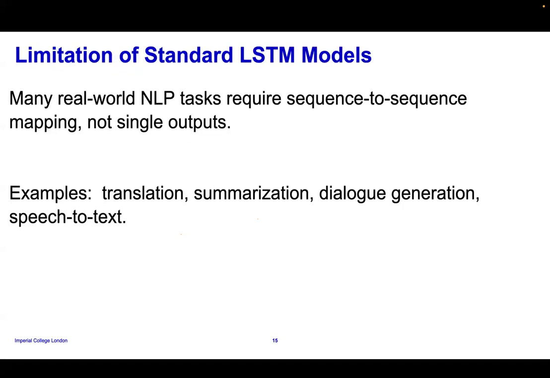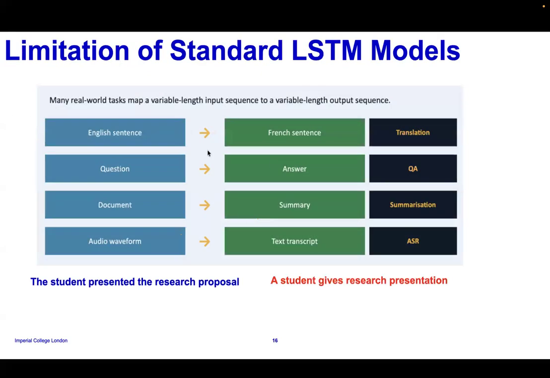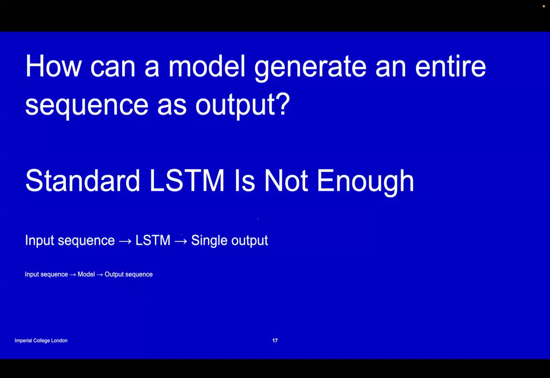But this is a duplicate slide. Many real-world NLP tasks require sequence-to-sequence mapping, not a single output. Examples of these tasks are translation, and these are some of the real-world problems where we need a variable length input sequence mapped to a variable length output sequence. For example, an English sentence in, and a French sentence out. So you can see this is translation. You may have different outputs in question answering, and these are all the different ways.